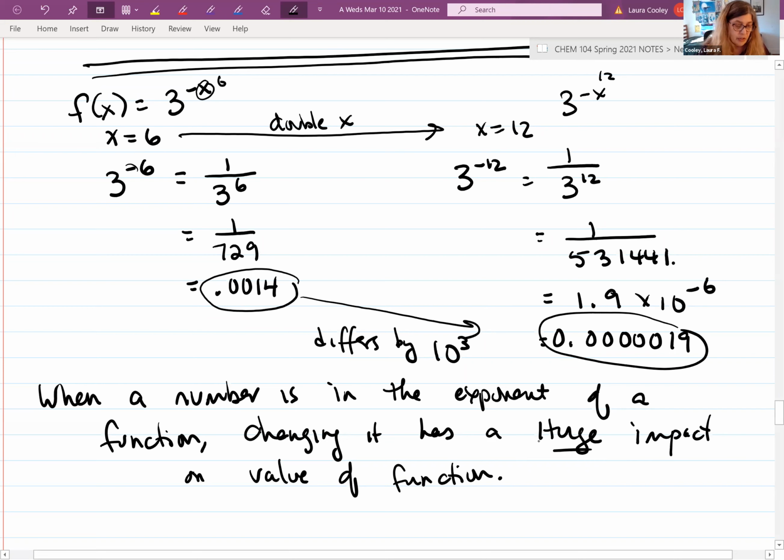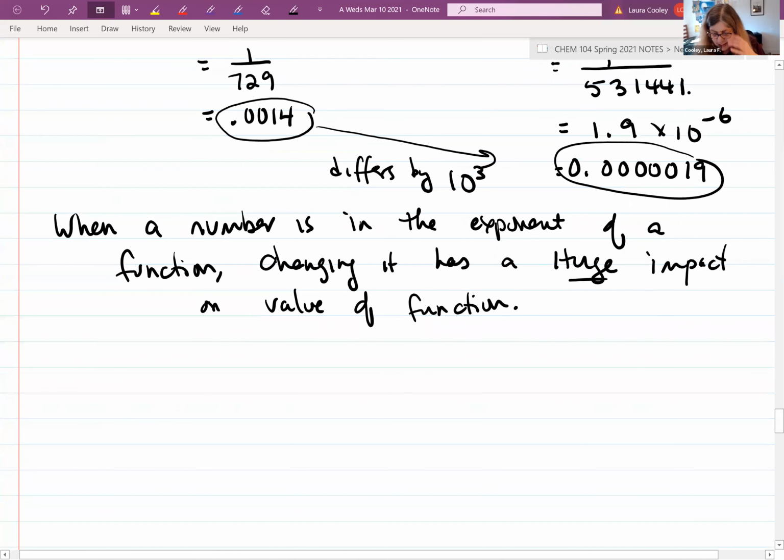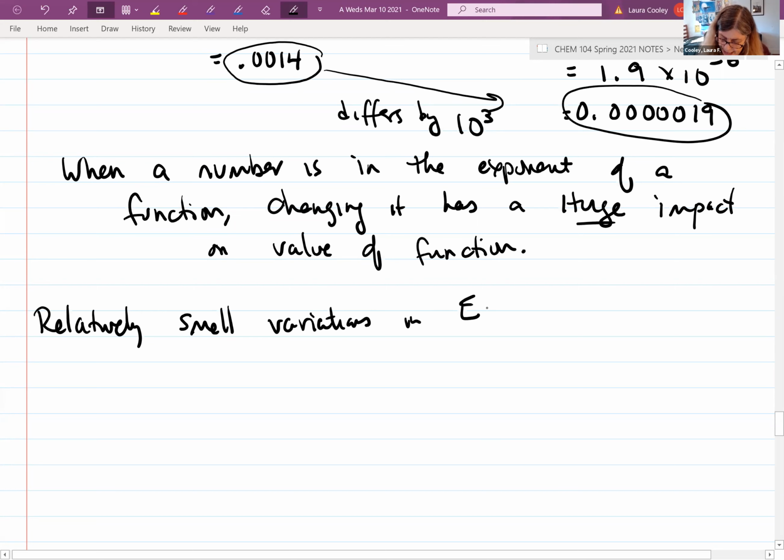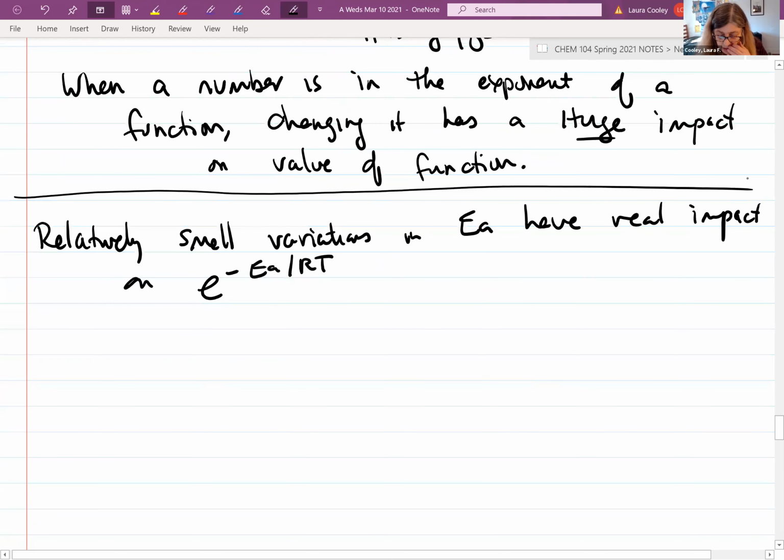All right, so maybe I screwed my example up a little bit. I hope not. But I hope that you at least got the idea that this exponential factor is really very important. So relatively small variations in EA have a real impact on this e to the minus EA over RT. Okay, so enough with the math and telling you that. Actually, I have another example coming up, so it's not really enough.